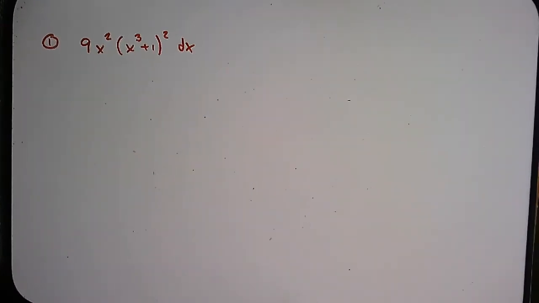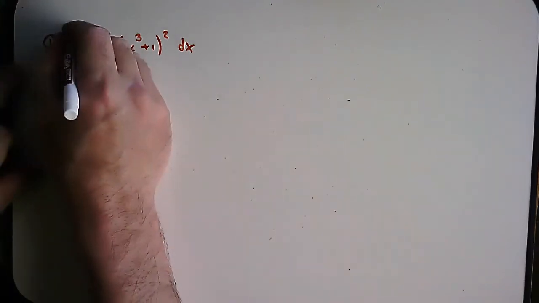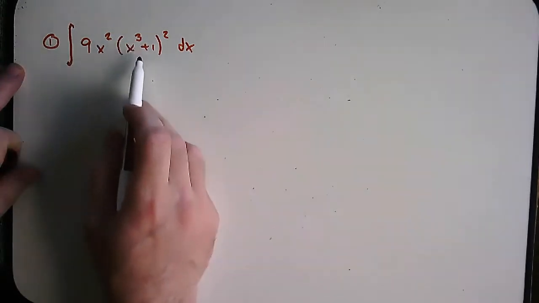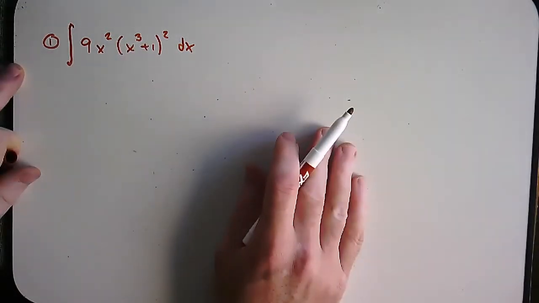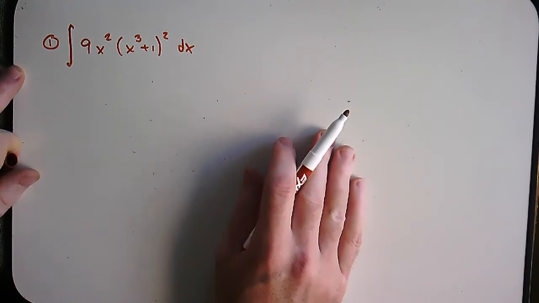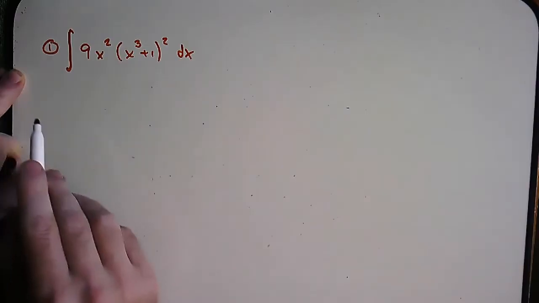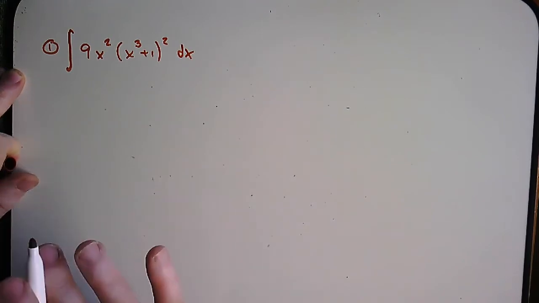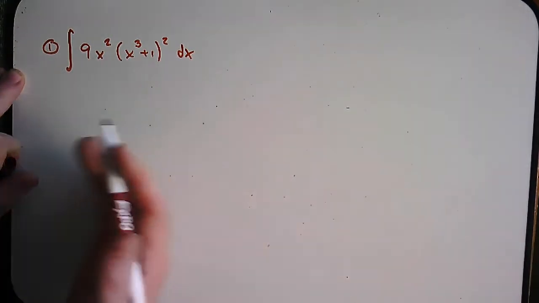Okay, so problem one, oops, I guess we have an integral too, right? So the indefinite integral of 9x squared times the quantity x cubed plus 1 all squared. And in U substitution integration, what we're looking for in every single problem, no matter what the function is, we are looking for evidence of the chain rule, right? So remember what the chain rule says.